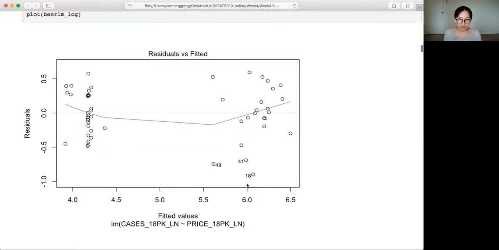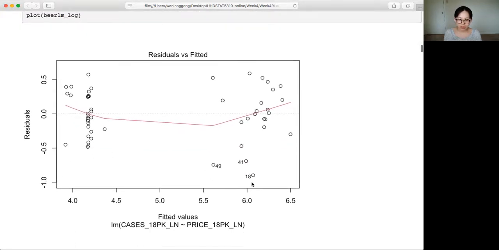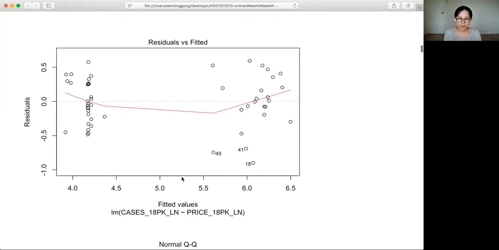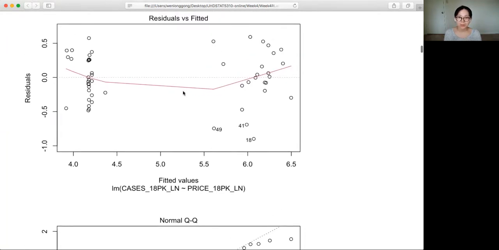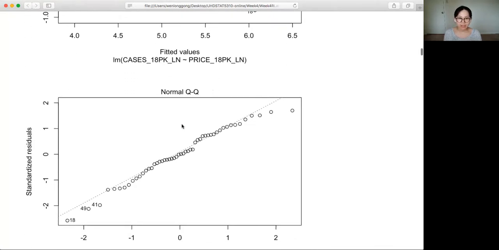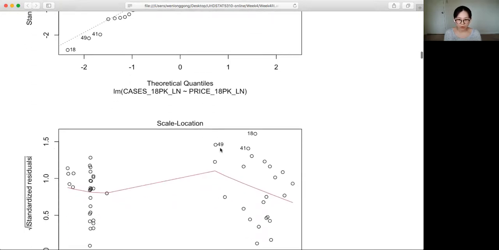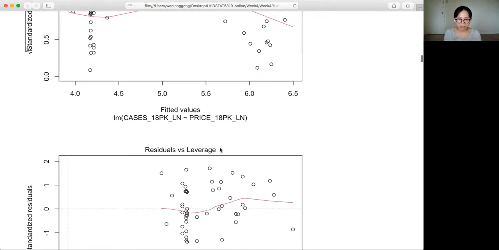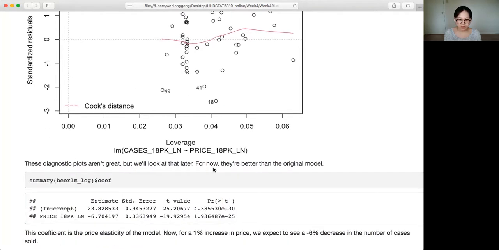And check the diagnostic plot. The variances are much more stabilized, and there's no particular pattern. Seems like not much of a pattern. And the normal QQ plot is getting much better. A bit off on the tail, but much better compared to before. Similar here, and no outliers. So these diagnostics are not great, but we'll look at that later. For now, they're better than the original model, right?